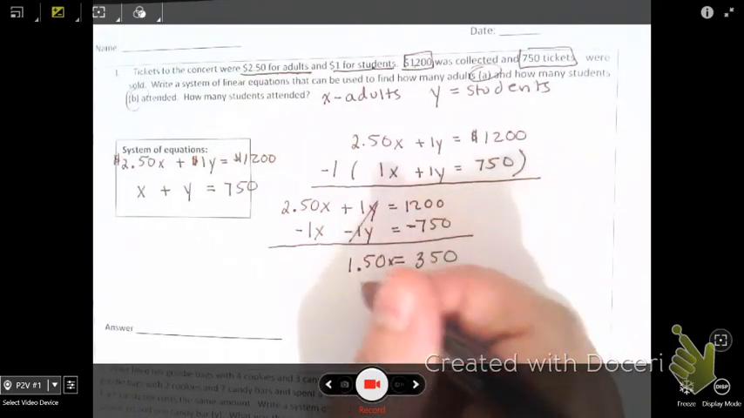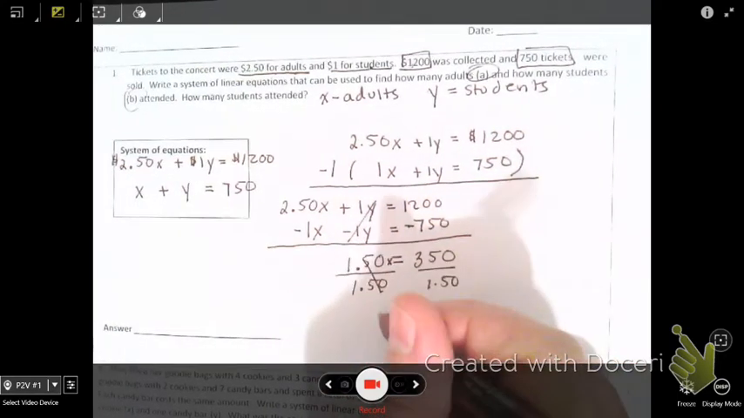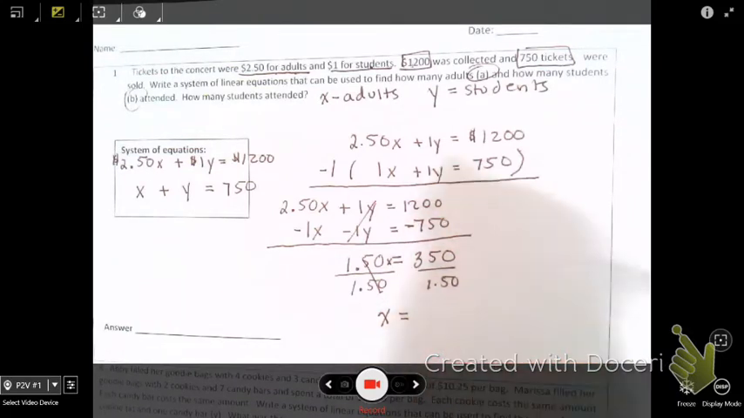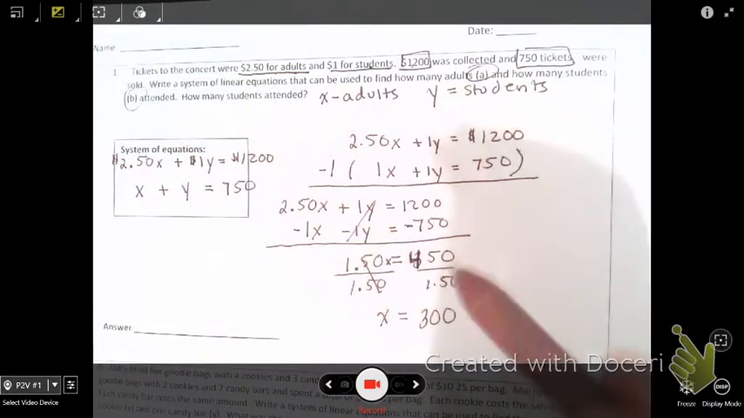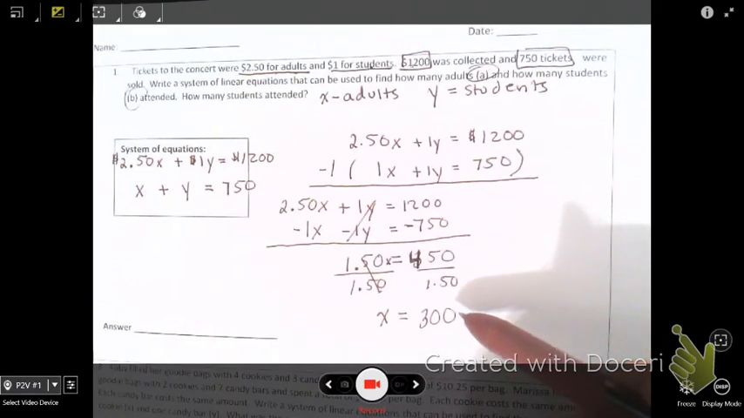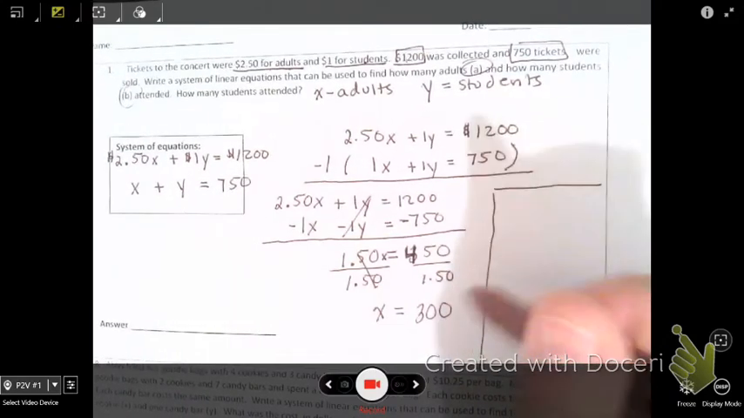Oops, I forgot my variable. So now I'm going to divide both sides by $1.50. X is equal to, it's either 450 or 300. I'm trying to find my notes. It would be 300. Pause. Okay, I made a mistake because I went too quickly. 1,200 minus 750 is 450. So when you divide that by $1.50, you get 300. My apologies.